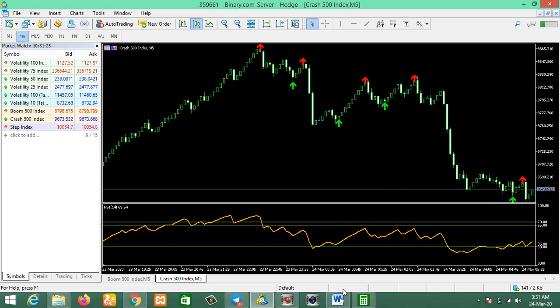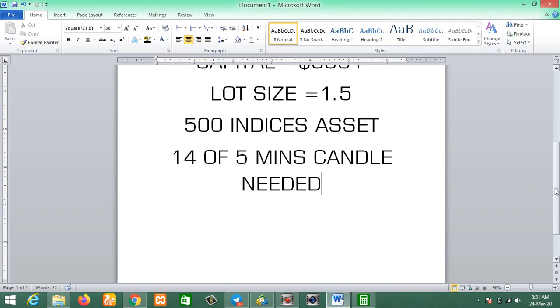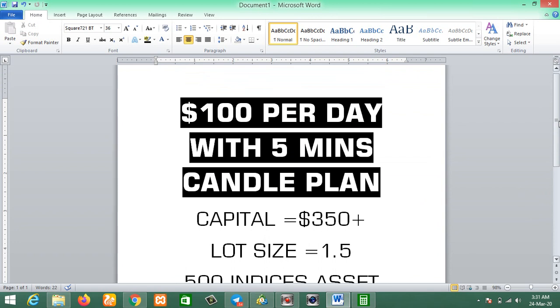So this is how we follow up to make our daily target of $100. As easy as this. You need to be dedicated, you need to be focused, you don't overtrade. Set a realistic daily target. So it's as simple as that.